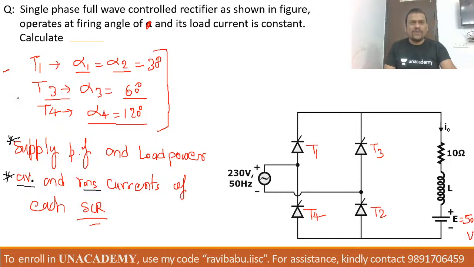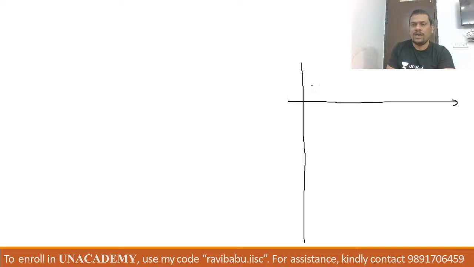First, alpha 1 and alpha 2 are 30 degree and our I naught is constant. So first I want to draw I naught constant without any analysis. So our I naught is constant, in this fashion.